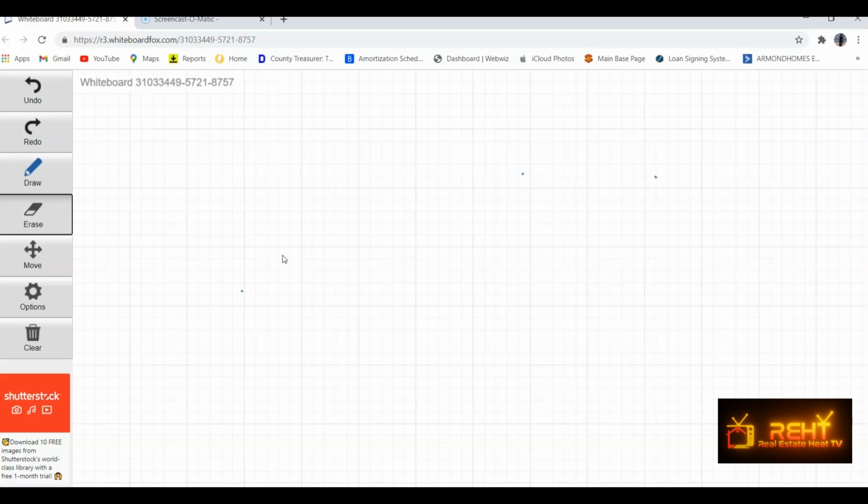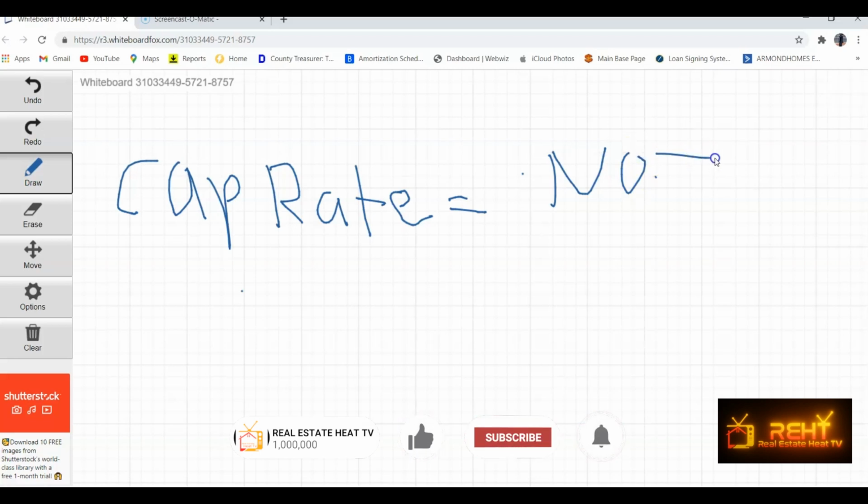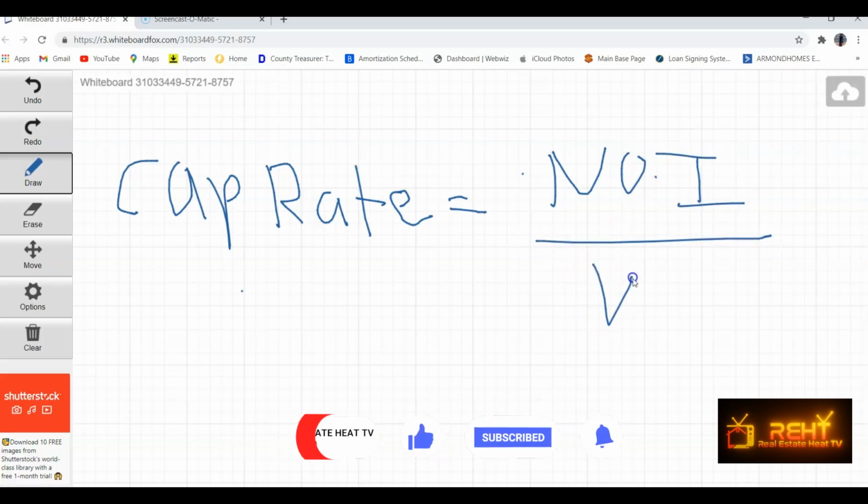Another technique that people use is called the cap rate. If you don't know what the cap rate is, we're going to explain it right quick. Cap rate equals the NOI, net operating income, divided by the value.